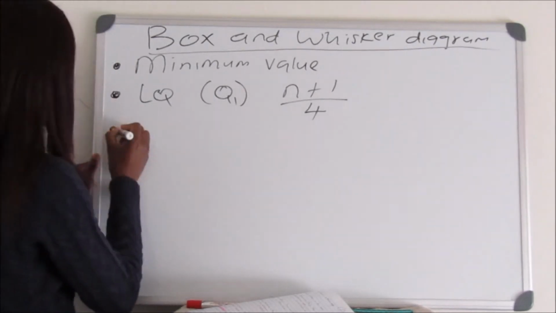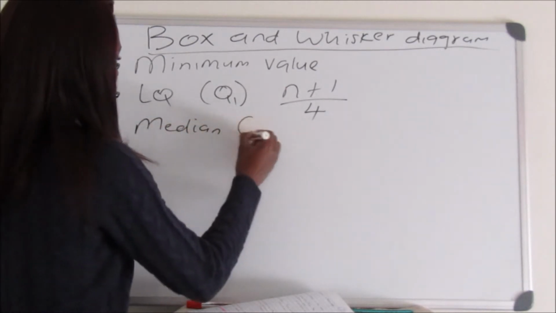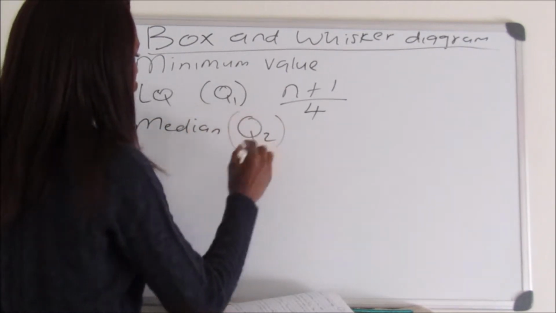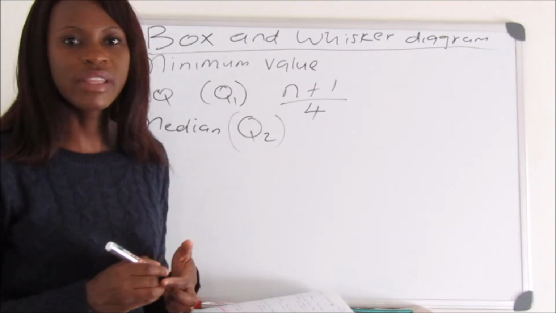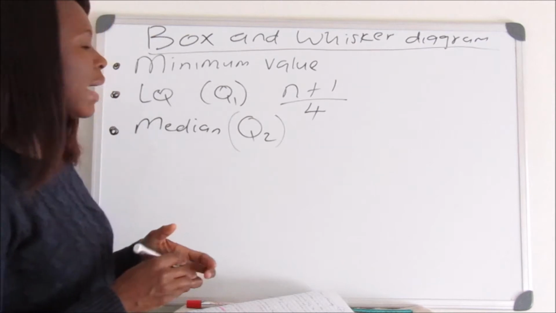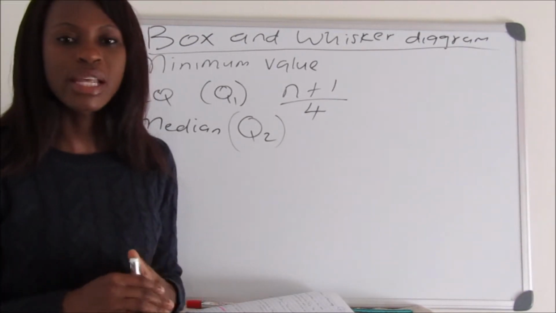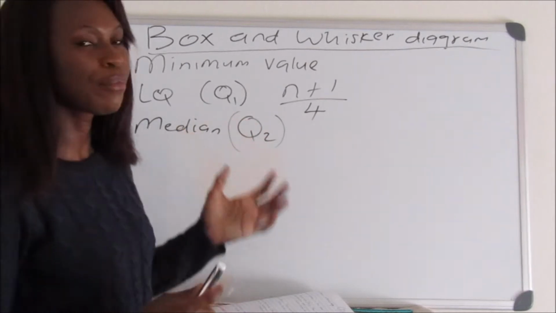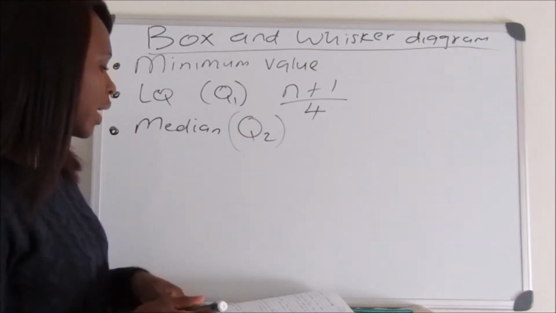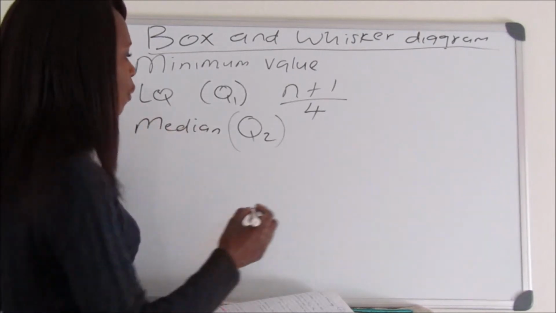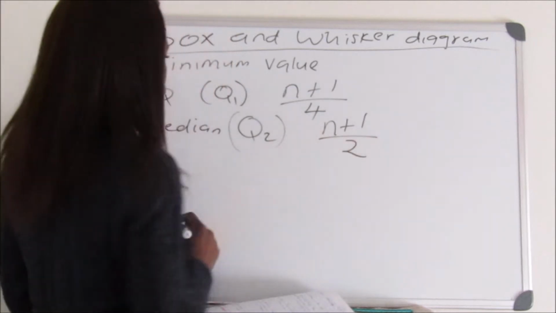Then the next one that you must find is your median, which has a symbol of Q2, of which the median is the middle number of the ordered data set. That's why I encourage you to always write your data in an ordered way, so that when you have to find your lower quartile, your median and your upper quartile, you do not struggle to find it. Then to find the position of your median, you use the equation n plus 1 over 2.